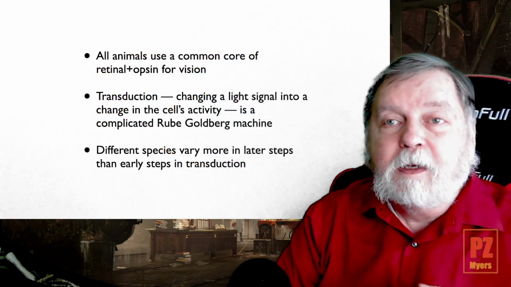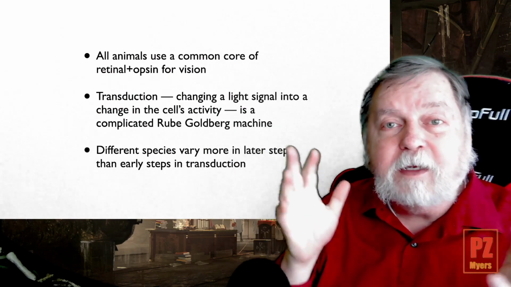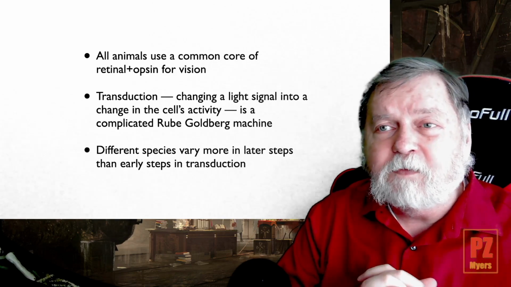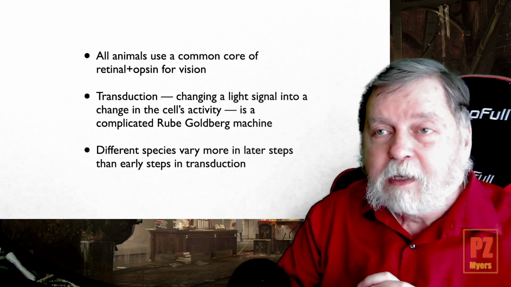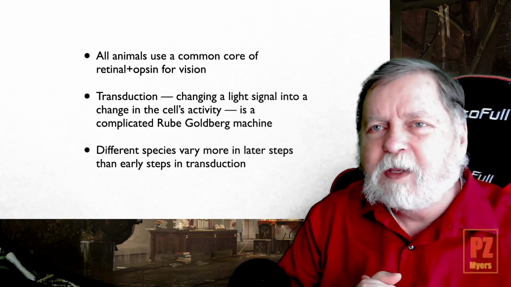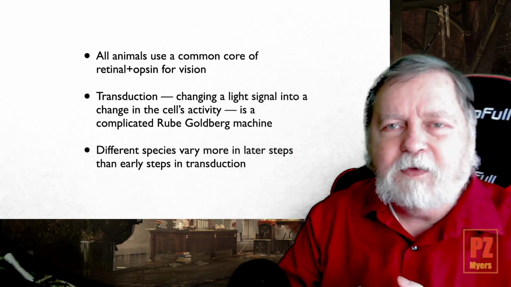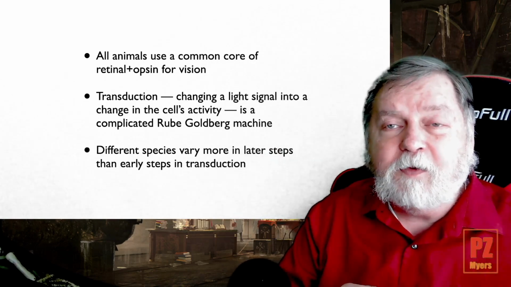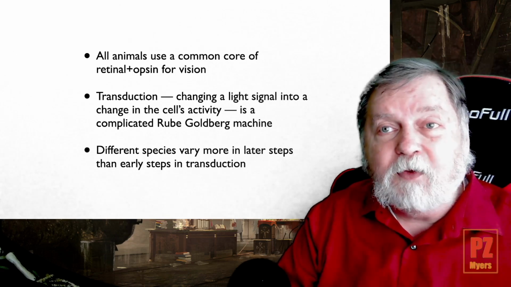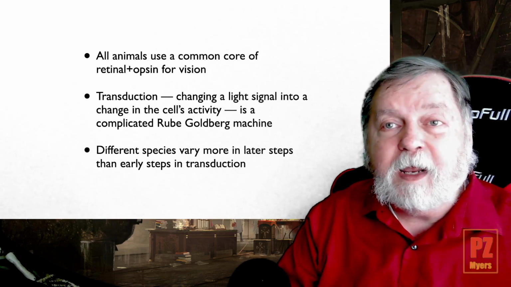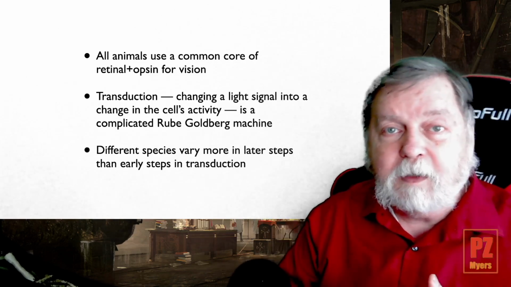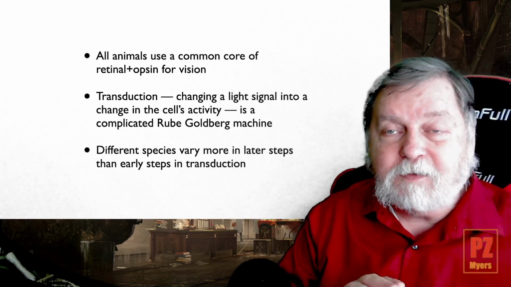Okay, this is actually a shortened version of a presentation I give in my classes for my intro biology courses, so freshmen can grasp this stuff, right? So you'll have no problem. And so I've got a little summary here. These are the key points I would want my students to take away from this. The first one is that all animals use a common core of retinal plus opsin for vision. So we all use that. That's how we see, is retinal plus opsin.